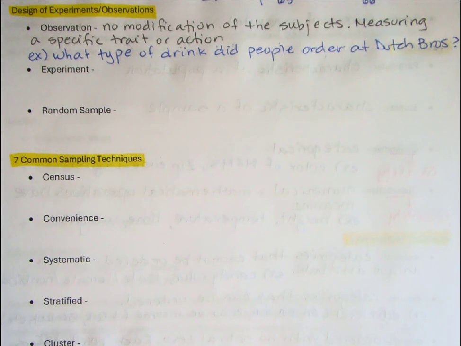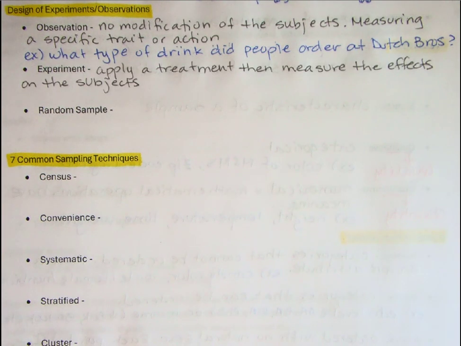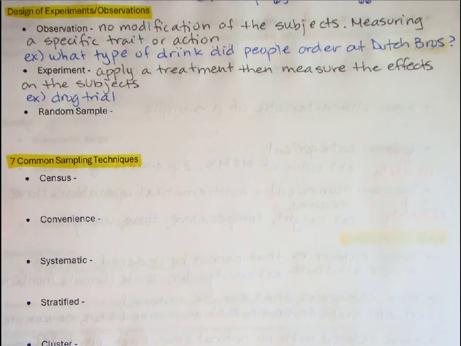An experiment, however, is where you apply a treatment and then measure the effects on the subjects. A real good example of this would be a drug trial. You have a variety of patients that go in for the drug trial. Some people get the medication, some people get the placebo, but you are applying a treatment to somebody and seeing how that affects whatever it is you're studying.